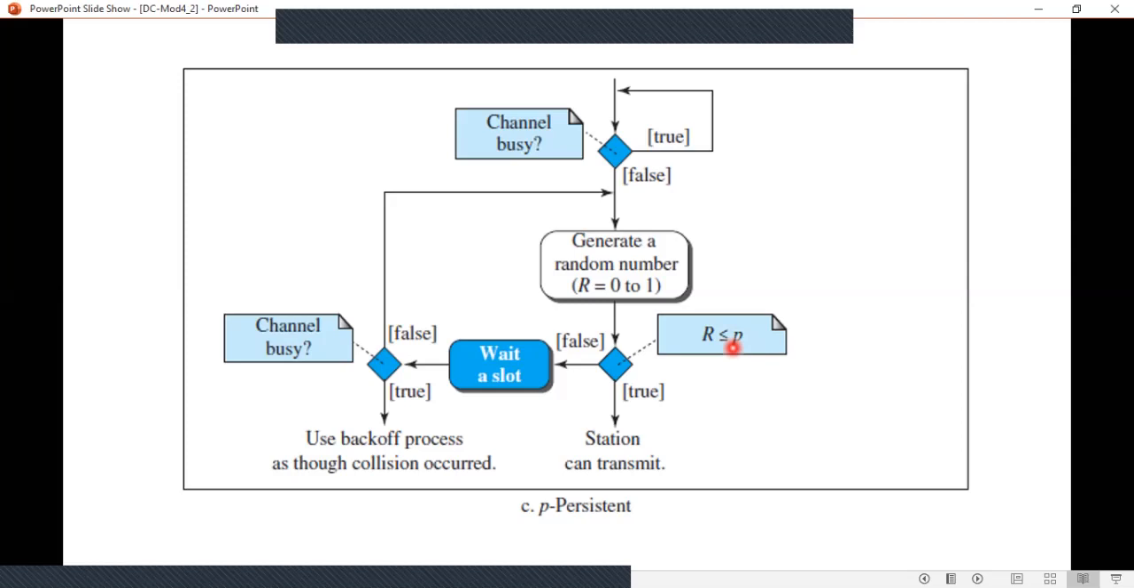Initially the frame will generate a probability. This probability is checked here with the random number. If it is true, then the station can transmit. Else if it is false, then it has to wait a slot, that is the random time. Wait a slot, and then again it checks whether the channel is busy or not. If it is busy, then use the back off process as a collision has occurred. If not, it will go back to step 1 to generate the random number again.